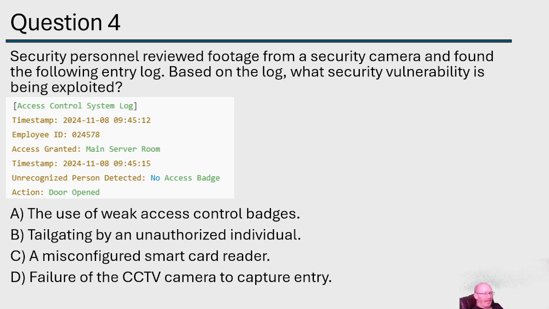And there we go. It's going to be B, tailgating. We can see that. Why is it not a misconfigured smart card reader? Well, because it read the first time, and there's no indication. If it was misconfigured, we'd see multiple entries. In this case, we're not.